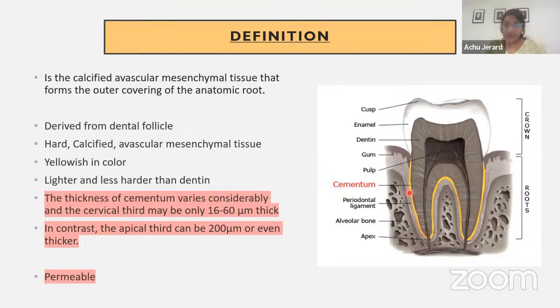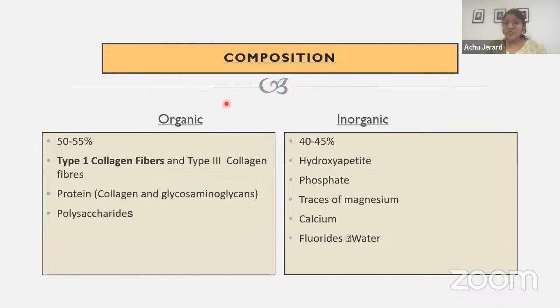Okay, so it's permeable. And regarding composition, we have seen it's calcified, so it has some inorganic components, but it has some organic components also. The organic component is 50 to 55%, and mostly whenever there is an organic component, it is collagen only. Type 1 collagen fibers, and also proteoglycans and glycoproteins. And then the inorganic component, you have the calcium, phosphate, magnesium, and hydroxyapatite crystals present.